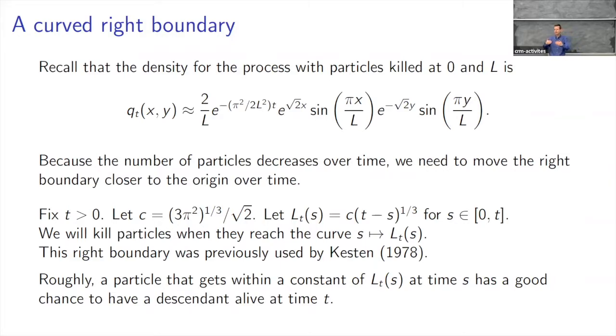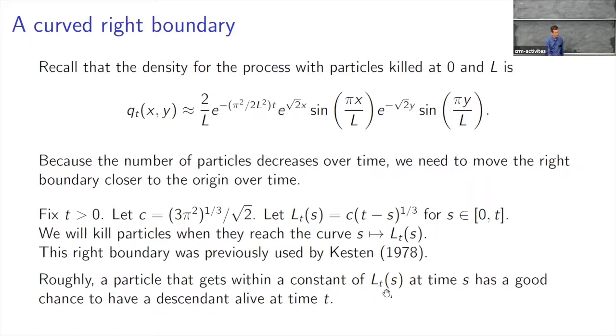And we're then going to consider branching Brownian motion, in which at time s, particles are killed both at the origin and at L_t(s). And this upper boundary was already considered in this original paper by Kesten. So the way we have to think about this is that we have to set the time t to be roughly when we expect the process to go extinct, based on what the initial configuration of particles looks like.